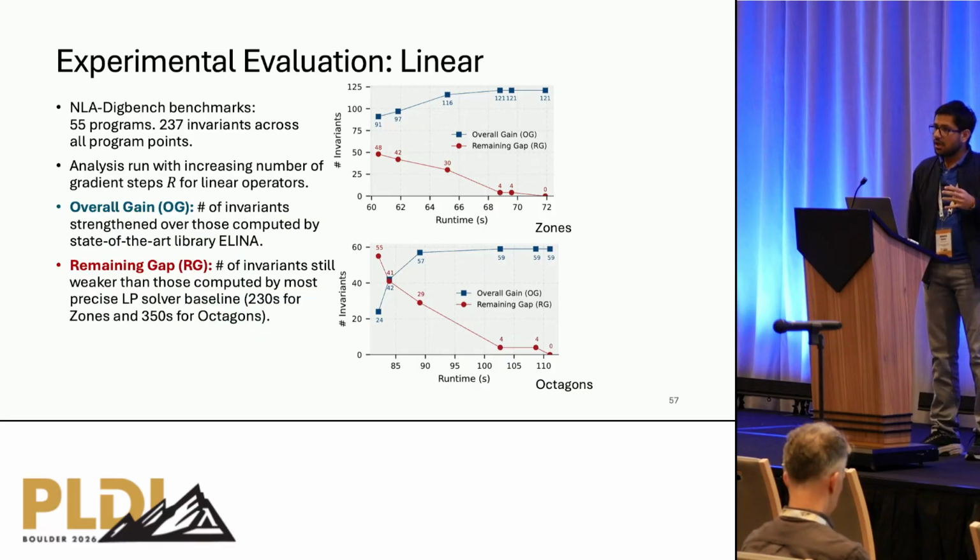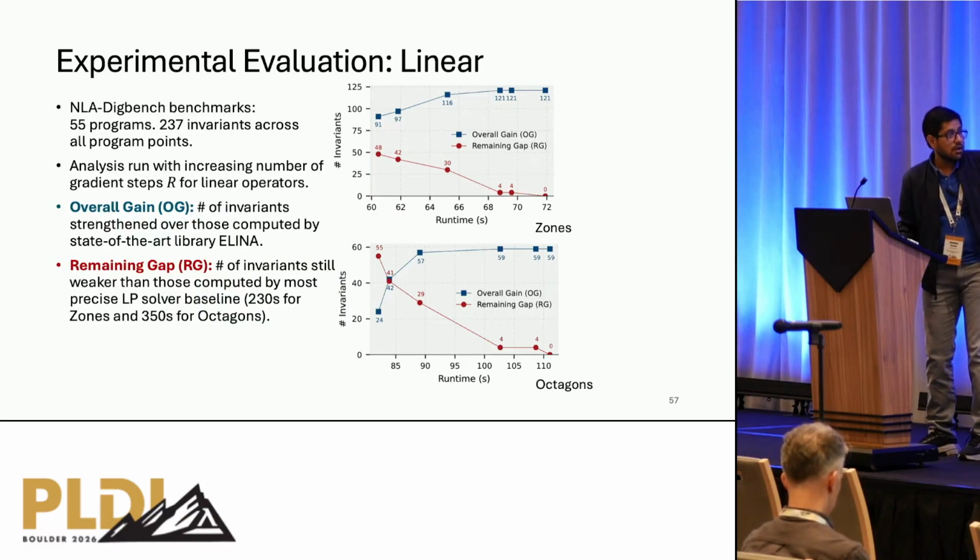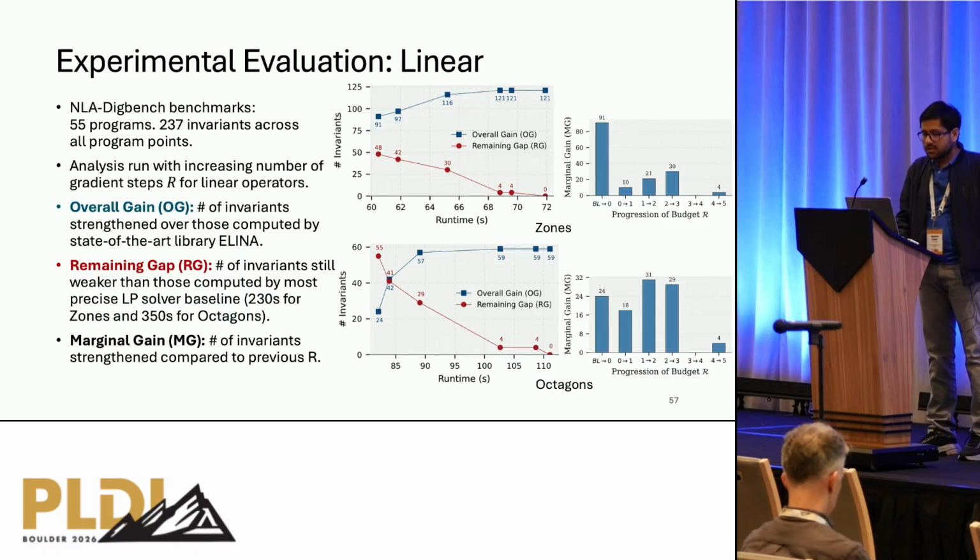Similarly, for this red line, we computed the most precise outputs using an LP solver based approach. And here we compute how many invariants are still not up to the optimal mark. And we see here that as the number of gradient steps increases, it eventually reaches 0. So that means we compute the most precise outputs for the linear case. We also compute this marginal gain, which computes, when we increase the search budget from 1 to 2, 2 to 3, how many invariants get strengthened across that.